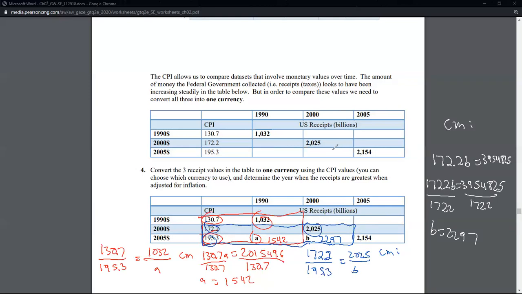So now we're supposed to determine when these were the most. Where does it say? Were they the greatest? So we're just looking for the biggest number in a completed row. 1,500, 2,300, 2,100. So this would be our answer. The receipts were the most in the year 2000 because this number is the largest. The 2297, that is.